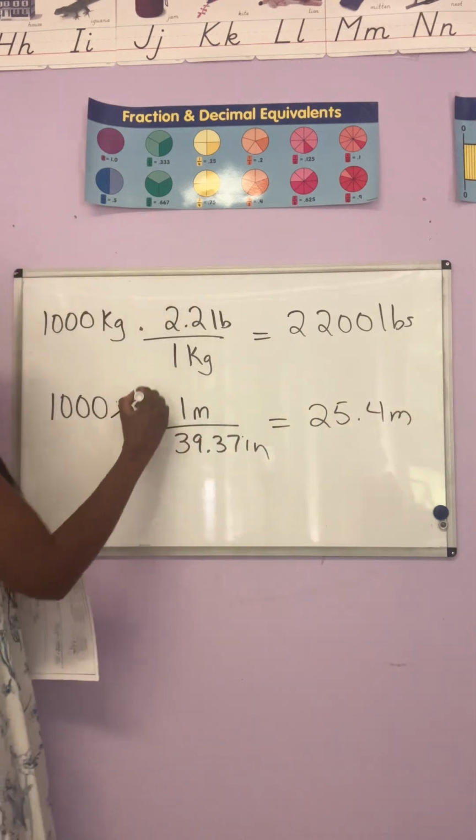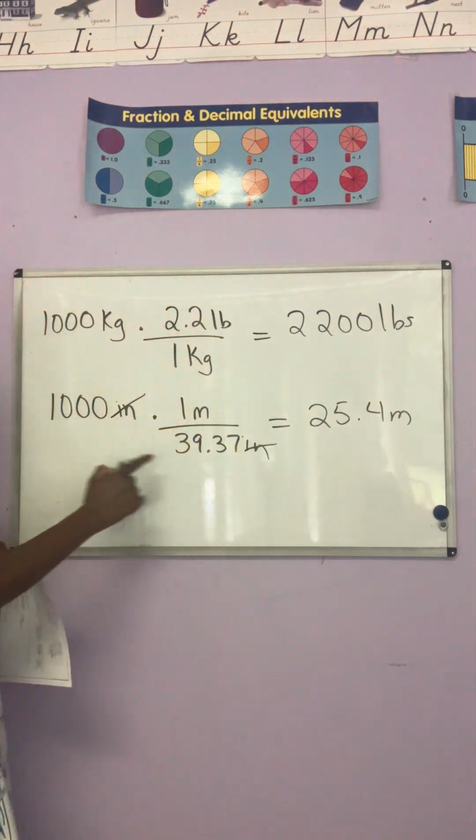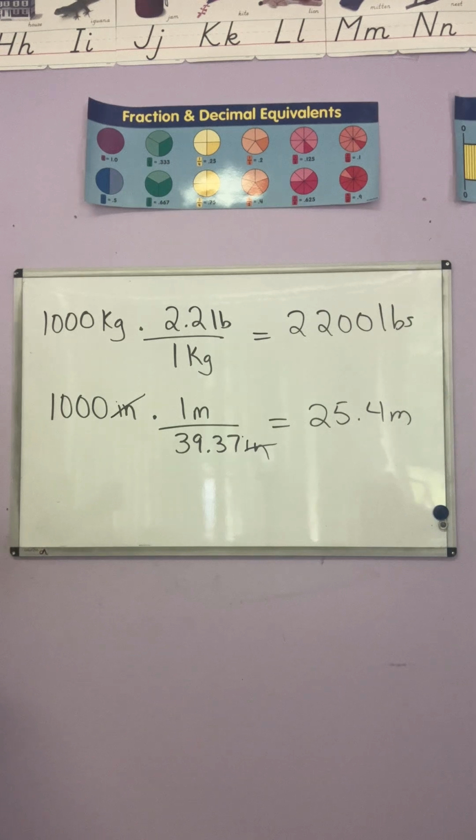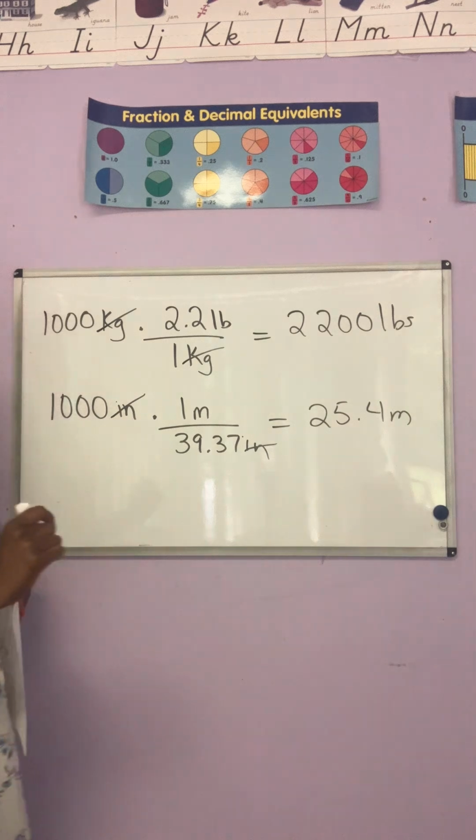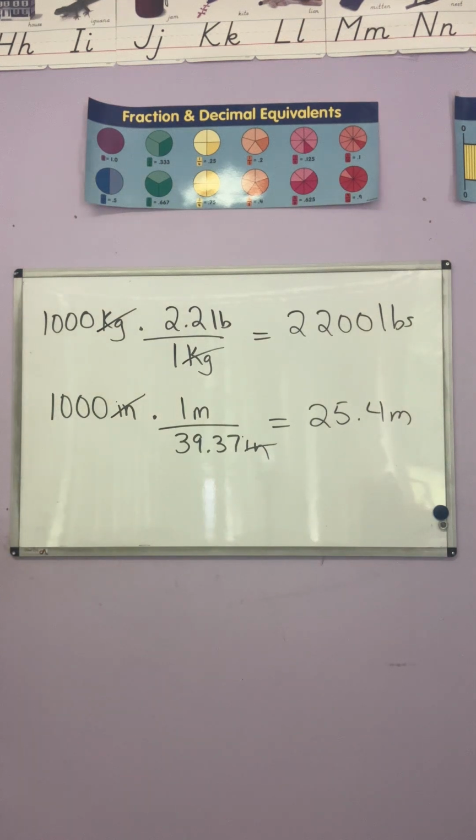I just want you to make sure, the reason we're doing this is because we want the inches to cancel out, right? And over here, we have the kilograms canceling out, and we're just left with the pounds. So that's why we make sure that what we start with on top, we reverse it on the bottom.